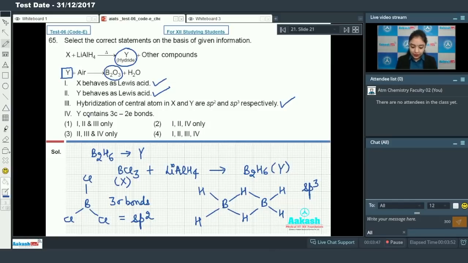Now, Y contains 3-centered 2-electron bonds. B2H6 is a very famous example where 3-centered 2-electron bonds are present. You can see here there are only 2 electrons, but there are 3 centers, that is 2 boron and 1 hydrogen, and they are also known as bridged bonds or banana bonds. So this is absolutely correct. So all the statements are correct, and option number 4 will be the correct answer. So moving on to the next one.